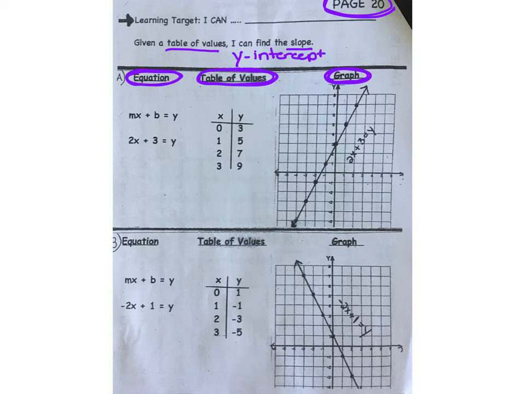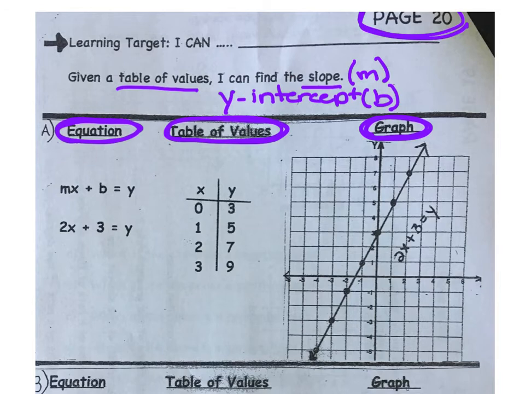Remember, we refer to slope using the letter m, and we refer to the y-intercept using the letter b. Let's take a closer look at letter A. Let's start with an equation. We know the standard form for any non-proportional linear equation takes the form of mx plus b equals y. Or I suppose we could turn that around and say y equals mx plus b.